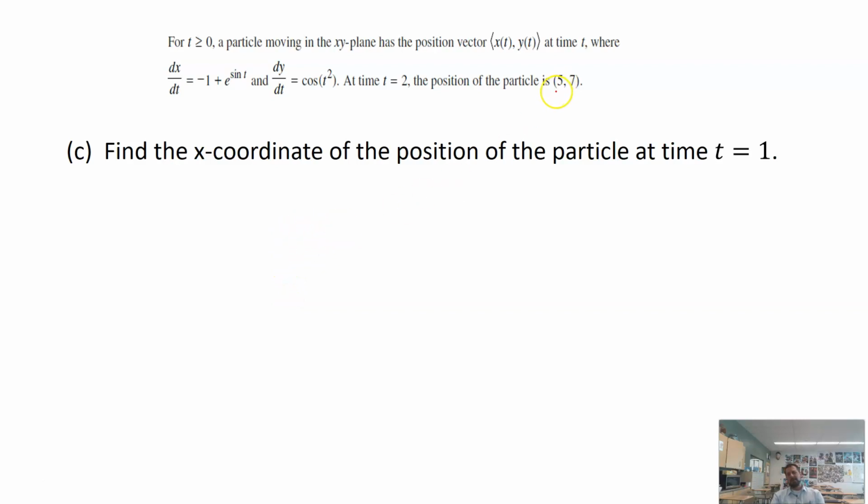For letter C, I want the x-coordinate of the position of the particle at time equals 1. Well, in order to find that, I've got to take my initial x value, and then I'm going to add that to the integral from where that occurs, so that's at time equals 2, to where we want it, that's at time equals 1, of dx/dt. When I plug that into my calculator, I get 3.395. So that is the x-coordinate of the position of the particle at that particular time.